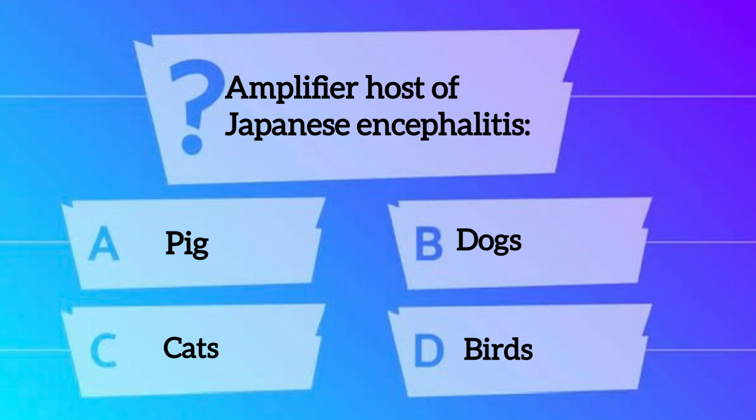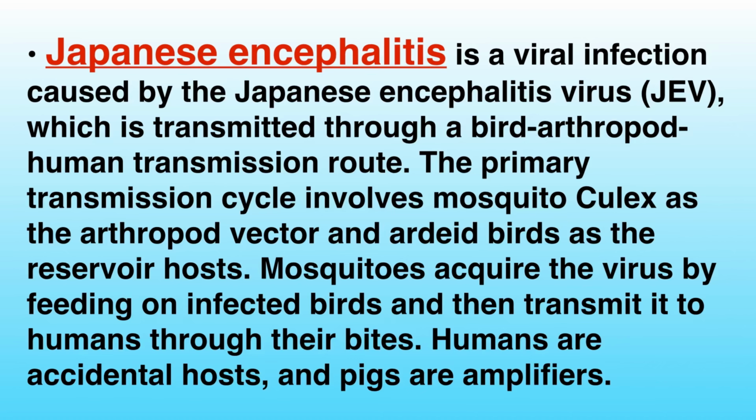And the last question for today is amplifier host of Japanese encephalitis. Option A pig, option B dogs, option C cats and option D birds. Well yes, the correct option is option A pig. So now let's understand the key features of Japanese encephalitis.